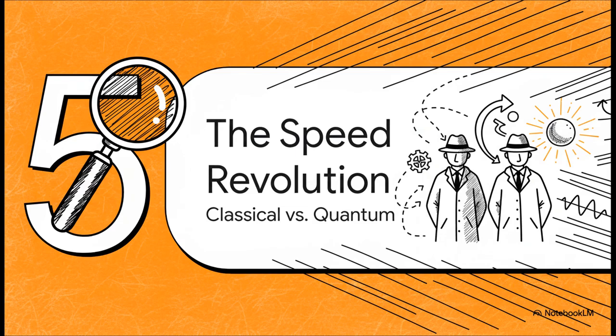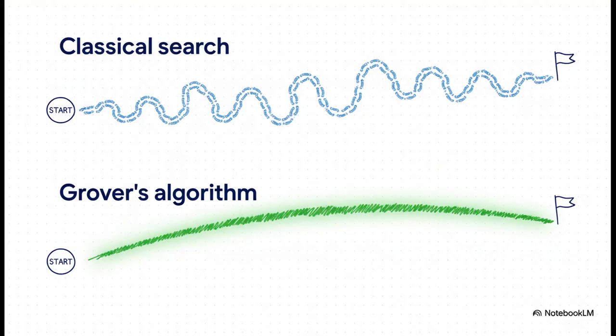Okay, we've seen the methods, now it's time for the big reveal. Let's put our two detectives side by side and see just what a game changer this quantum approach really is. And here it is, the classical search takes up to n steps. The quantum search? It takes only about the square root of n steps. I mean, this isn't just a small improvement. This is what's called a quadratic speedup, and it is absolutely revolutionary.